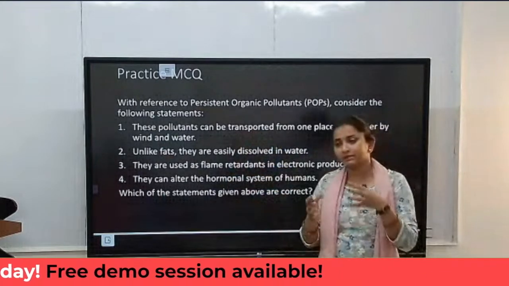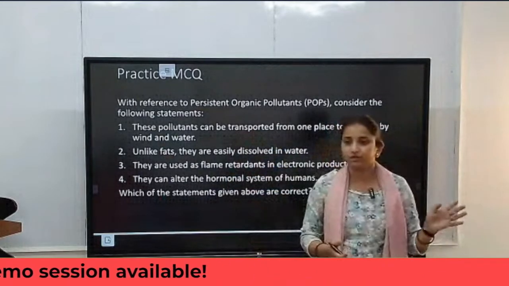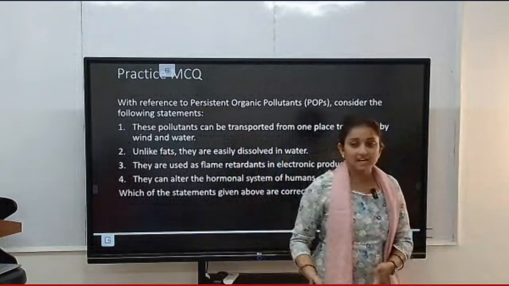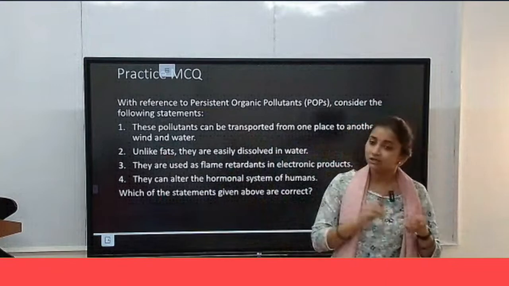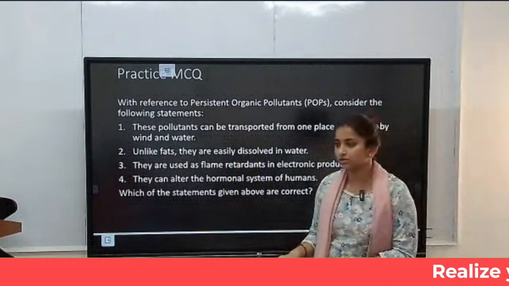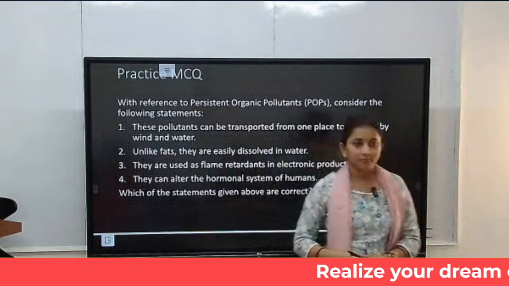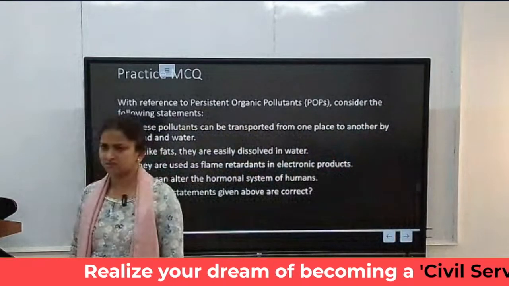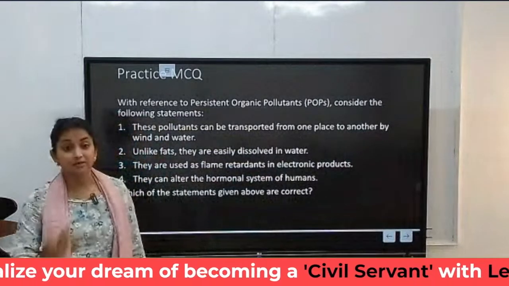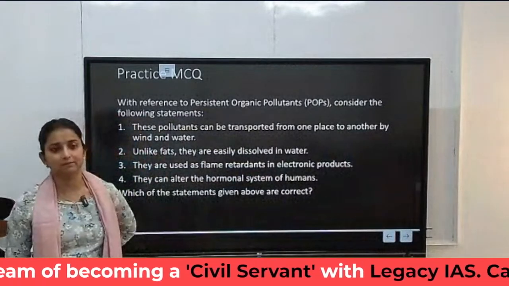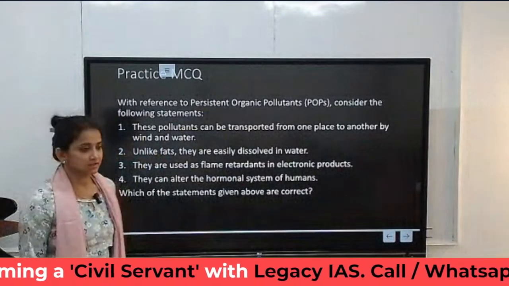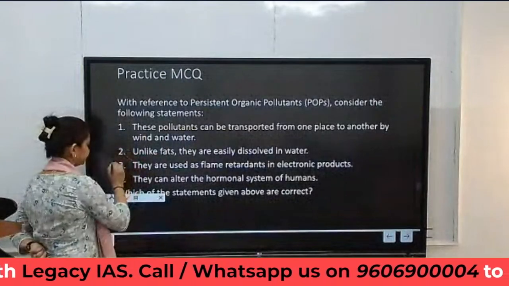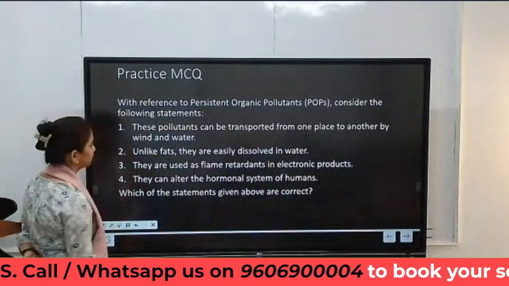If they are water soluble, they will dissolve in water and get removed. Right? You remember we have studied this in bioaccumulation. If it has to get accumulated, it must be fat soluble. It cannot be water soluble. Right? In general, it is not. We make it water soluble by adding some chemicals. In general, it is not. Okay. So the second statement is incorrect. Now, what about the rest?